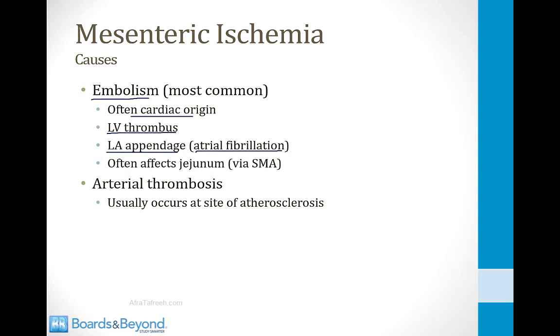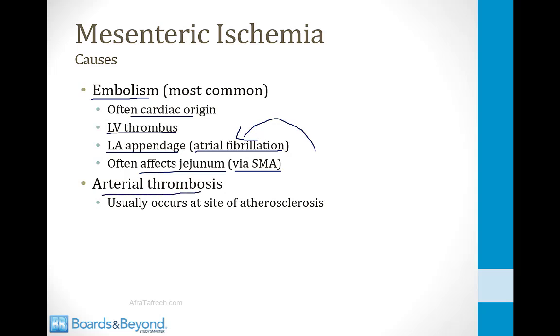And a classic board question is someone with belly pain from ischemic colitis, and they ask you what you should check next. And you look for something that has to do with the abdomen, but in fact you should order a test to check the heart for atrial fibrillation. And these clots from the heart tend to affect the jejunum the most. That's because they tend to go to the SMA and lodge in branches of the SMA that supply the jejunum. The second reason that people can potentially get mesenteric ischemia is from arterial thrombosis.